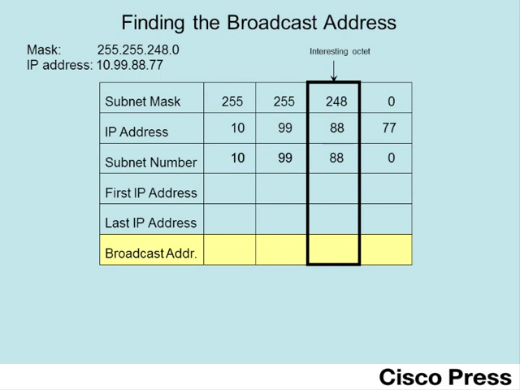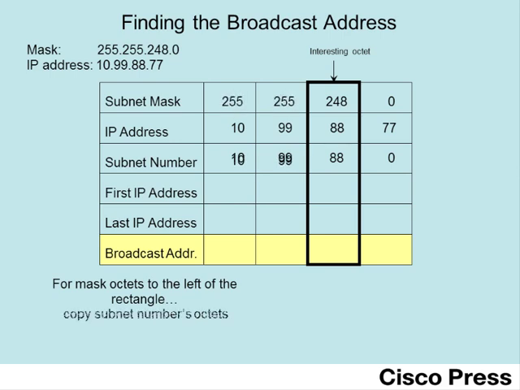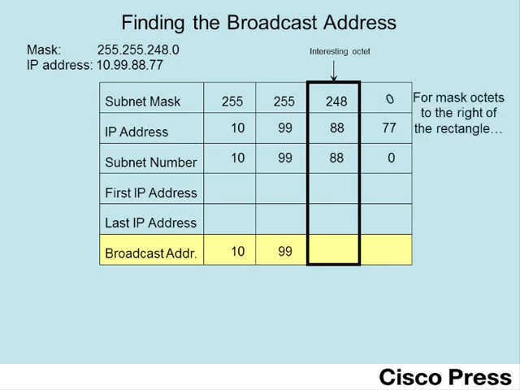To find the broadcast address for this subnet, first you look at the octets to the left of the interesting octet, because they have 255 in the mask, and we just copy the IP address down to the subnet broadcast address row. Then for any octets to the right of the interesting octet, we write down a 255. So that gets us 3 of the 4 broadcast address octets filled in.